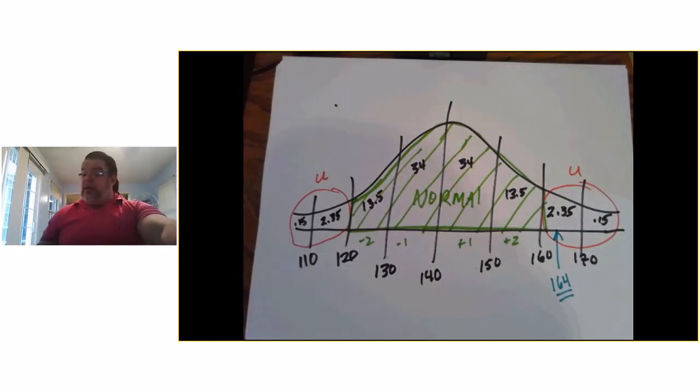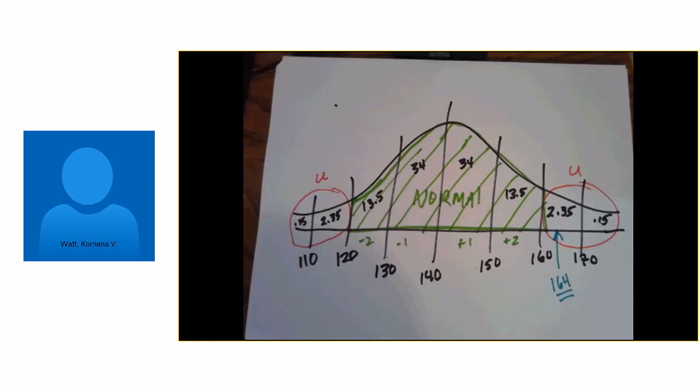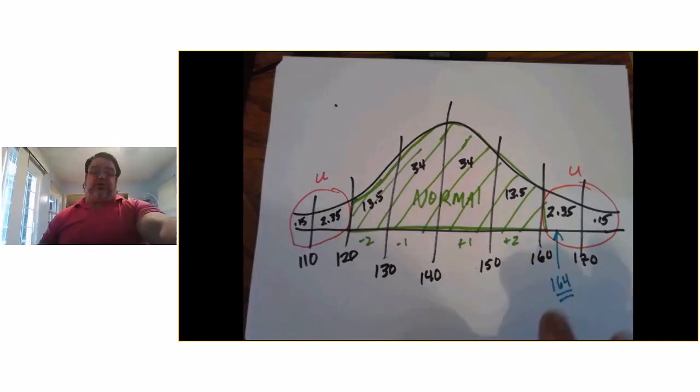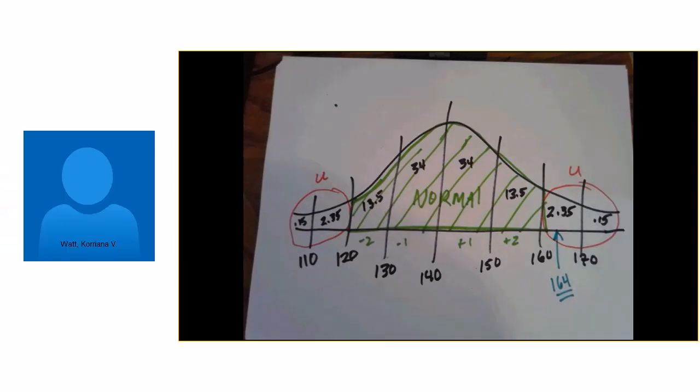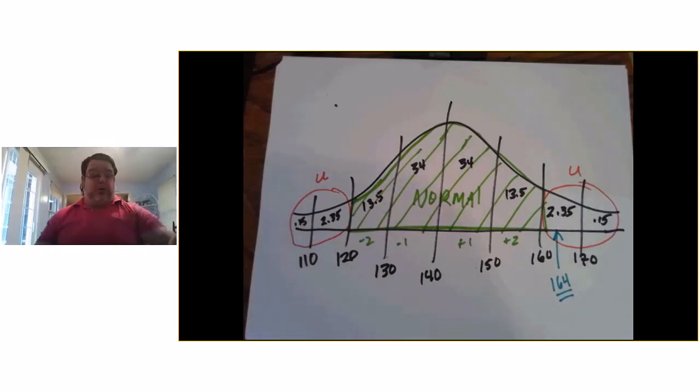All right, but anyway, the 164, where does the 164 land? I'm asking y'all to answer that. Where does the 164 land? In 2 standard deviations. Can y'all see where the 164 is on my chart? Yes. Okay, does it land in the normal or the unusual? The unusual. So then it's unusual. 164 would be unusual. So let's go back to the question.